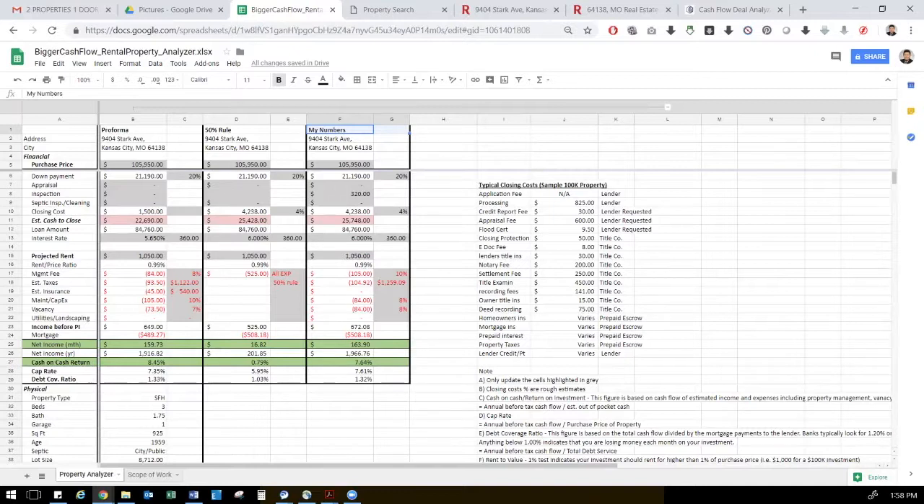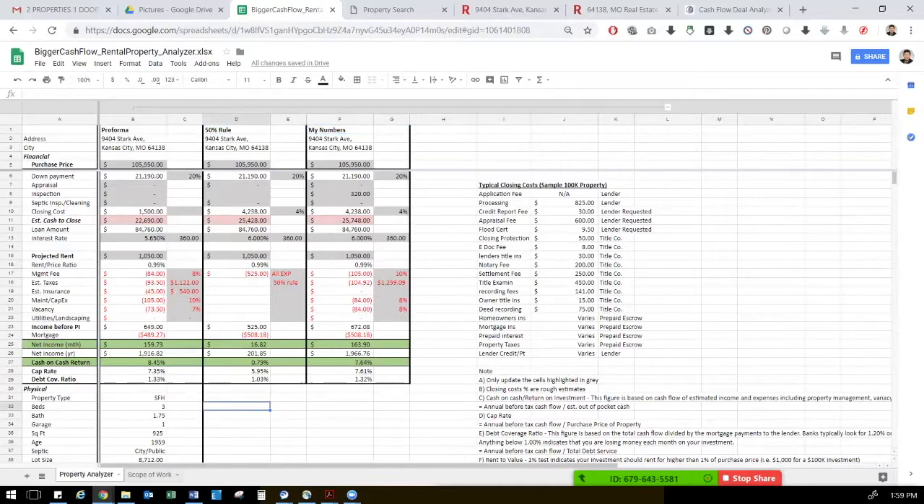So what I like to do is compare and contrast, and put the pro forma of what they're telling me. I also like to apply the 50% rule, which I can discuss a little bit further down the road, and my own numbers. So I'm going to normalize expenses based on my own research and then populate it here to see how it compares and contrasts.